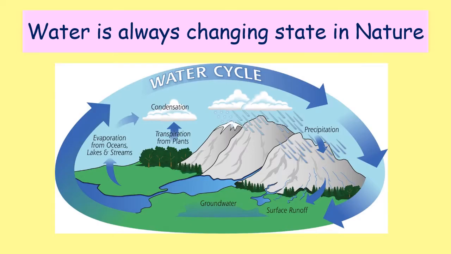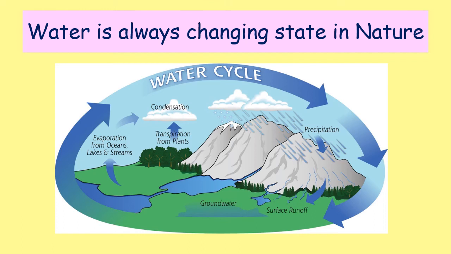Now what we're going to look at specifically is the water cycle. This is how the processes of freezing, melting, boiling and condensing happen in nature to water, and how that leads to things like weather. So the water cycle represents water always changing in nature. Water naturally exists as water vapor. It exists as liquid water, and it exists as ice.